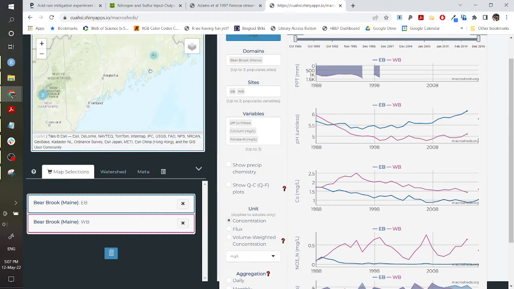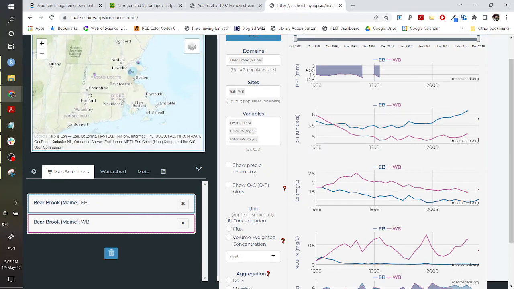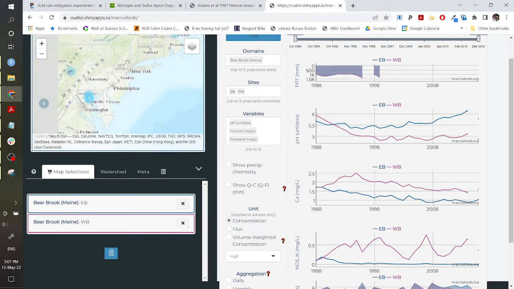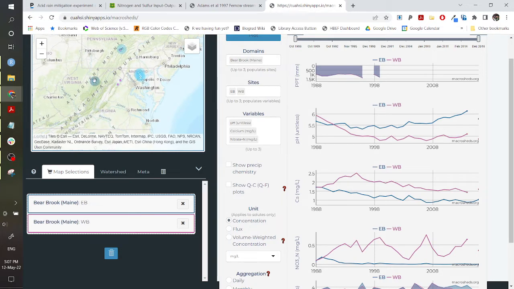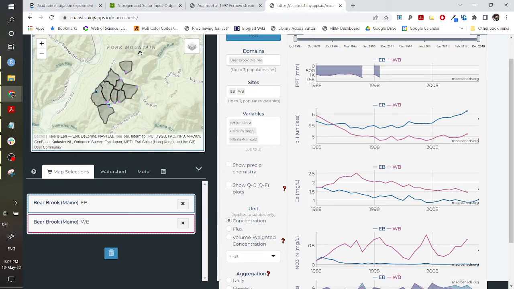And that was Fernow, which is in West Virginia. So if we navigate to West Virginia here, we notice that Fernow has a lot more watersheds. And so let's just click on watershed 4.